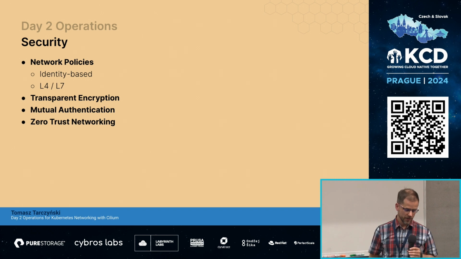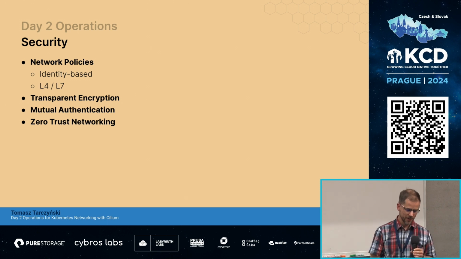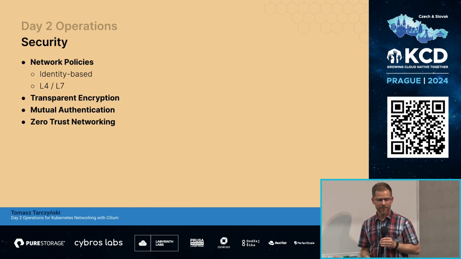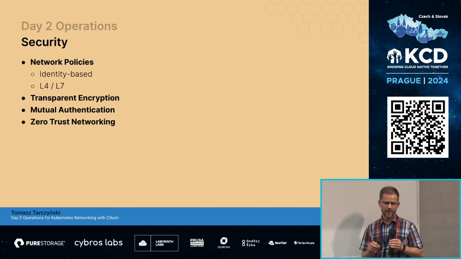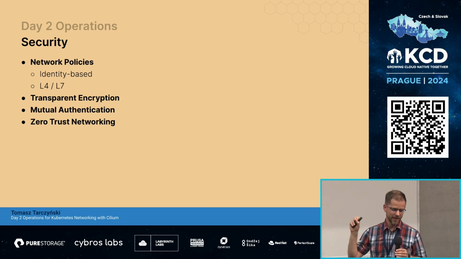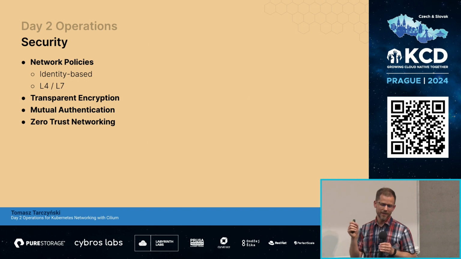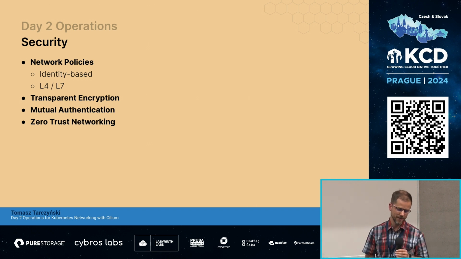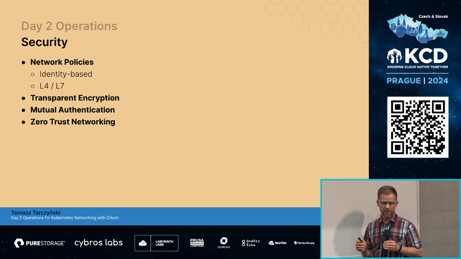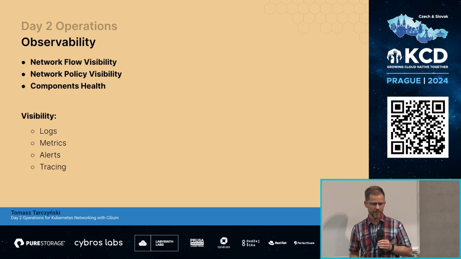You might also want other things. You might want to do transparent encryption, mutual authentication, or even zero trust networking, where the application will not answer the request unless it's all encrypted, authenticated, and authorized. And you can achieve those things with different components in your cluster.